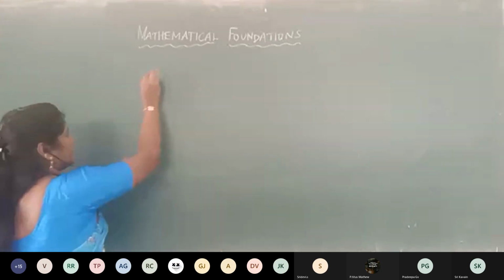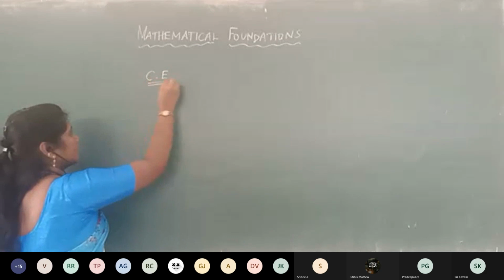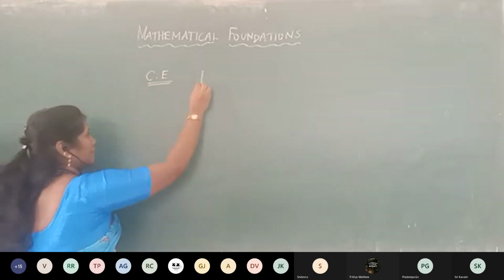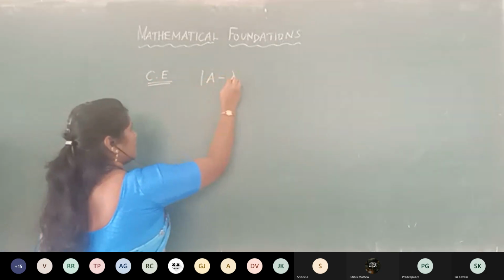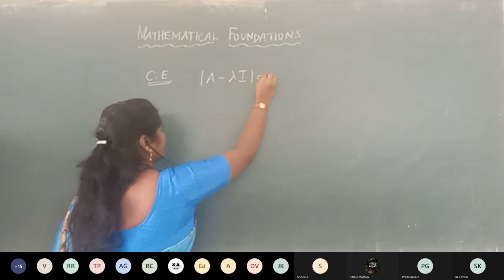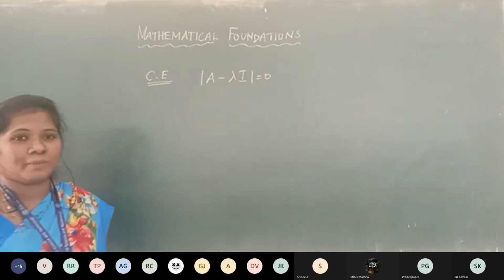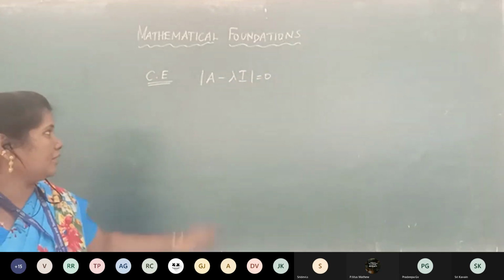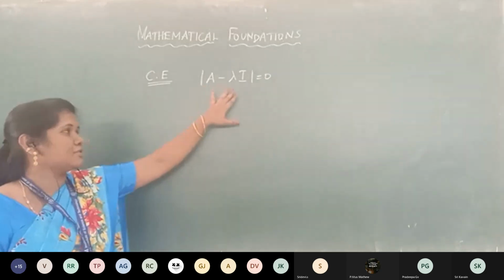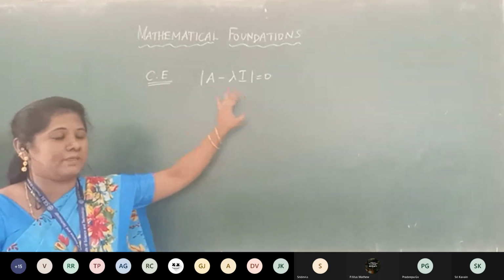The general format of your characteristic equation is the determinant of A minus lambda I equal to 0. This is your general format, where A is your given matrix, lambda is your scalar, and I is your identity matrix.